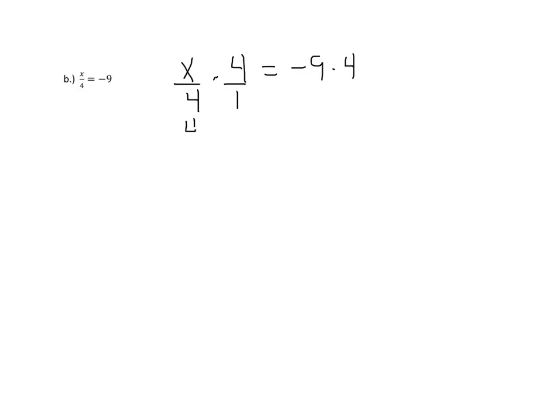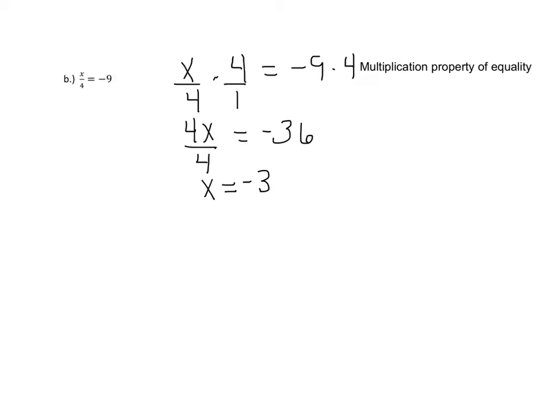So we end up with 4x over 4 equals -36. We still have equivalent equations because of the multiplication property of equality. Now 4 divided by 4 is 1, so we have our answer, x equals -36.